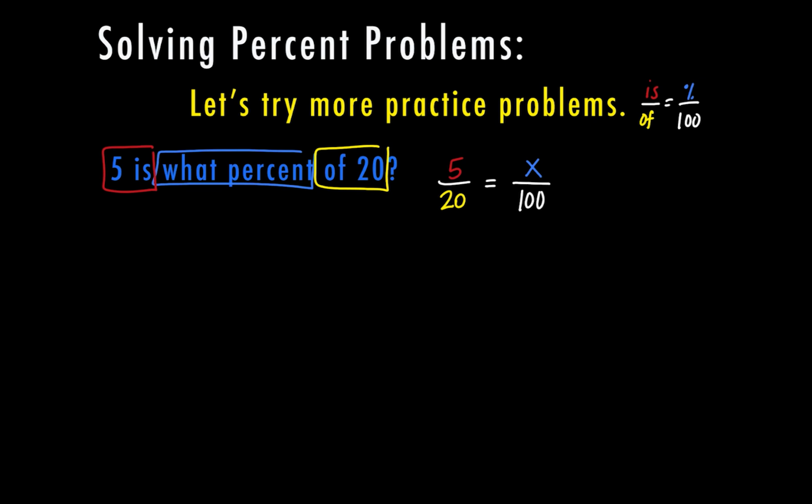All right, now that you've had a chance, let's try it together and check your work. So 20 goes into 100 5 times. On the top, 5 times 5 equals 25%.